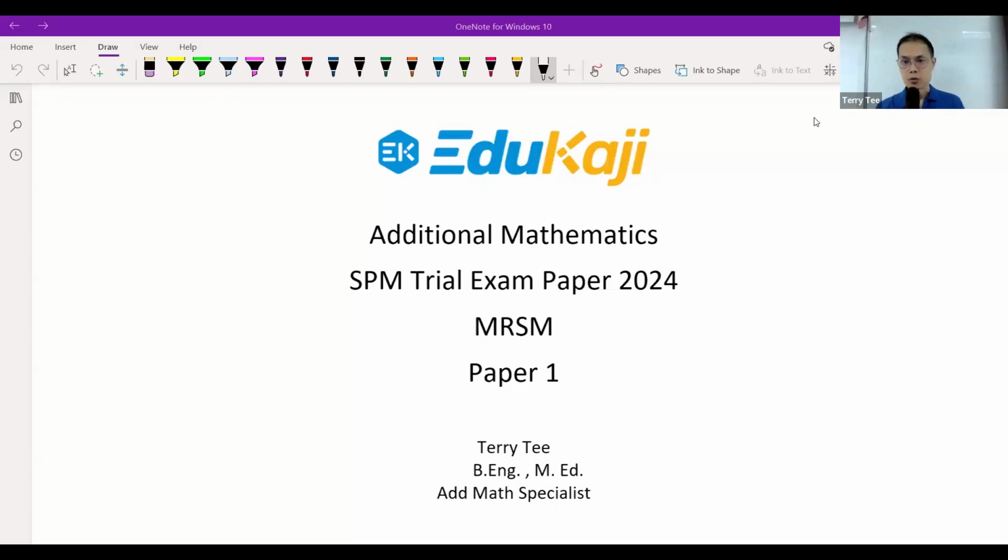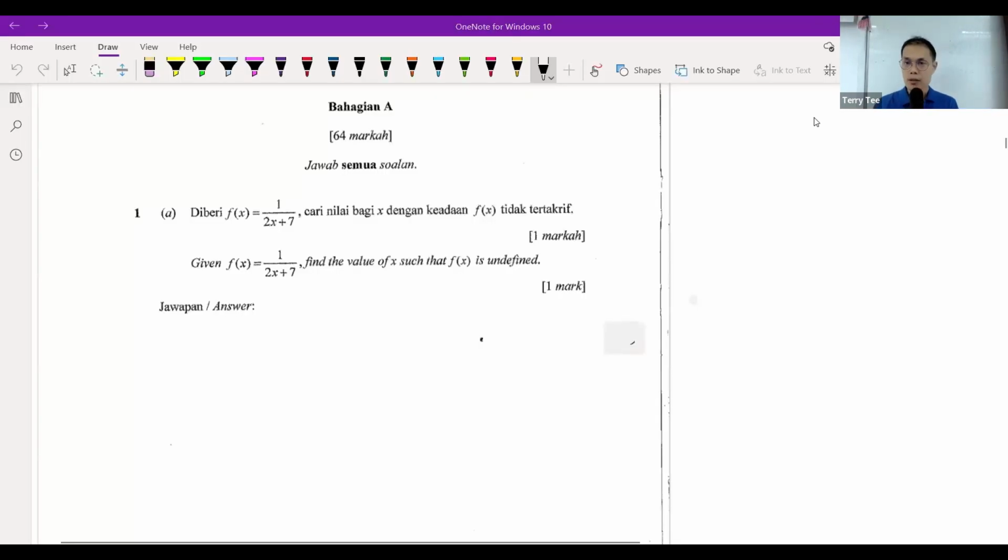In this video, I'm going to go through the MRSM State Trial paper for 2024, and this is paper 1. So let's begin with the first question. Question number 1. This is a very simple question from Form 4, Chapter 1 function. It is given that f(x) equals 1 over 2x plus 7. Find the value of x such that f(x) is undefined.